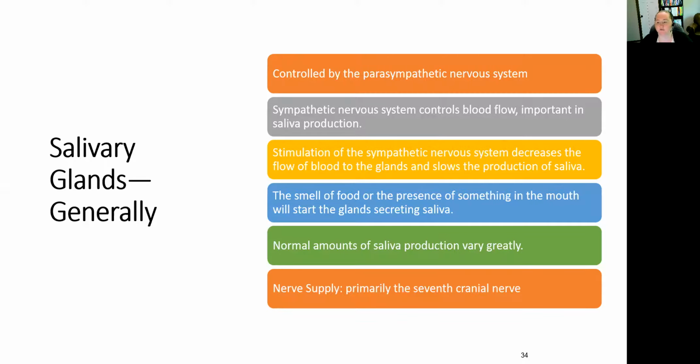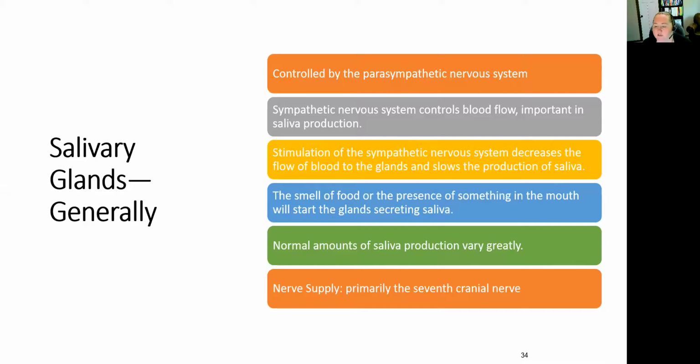Haley, why don't you go ahead and read the first three here? So this is in general our salivary glands, controlled by the parasympathetic nervous system. The sympathetic nervous system controls the blood flow, important in saliva production. Stimulation of the sympathetic nervous system decreases the flow of blood to the glands and slows the production of saliva. Okay, great.